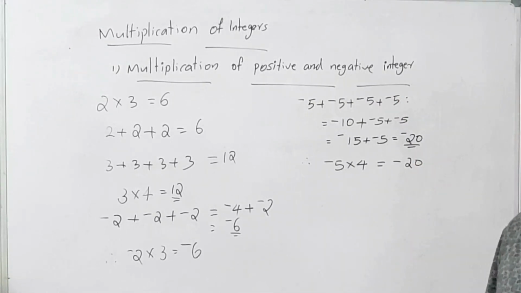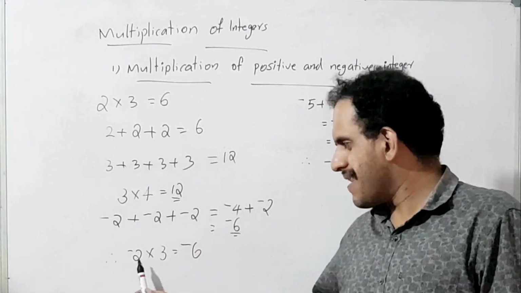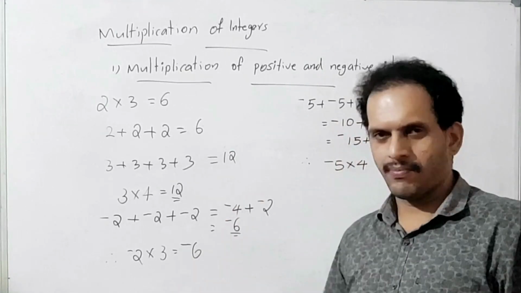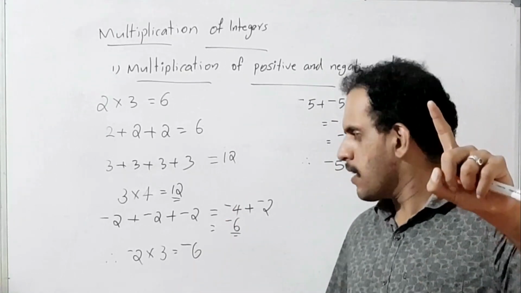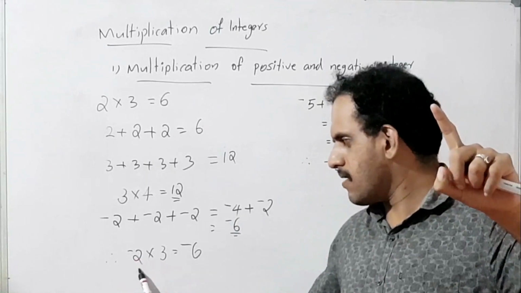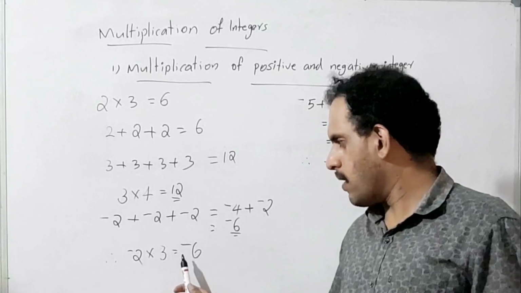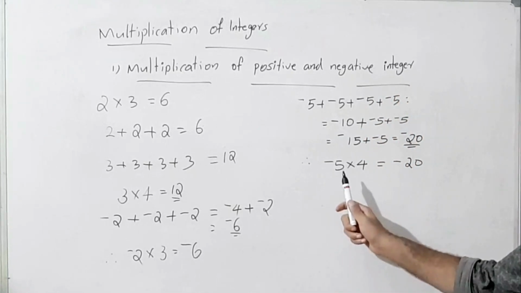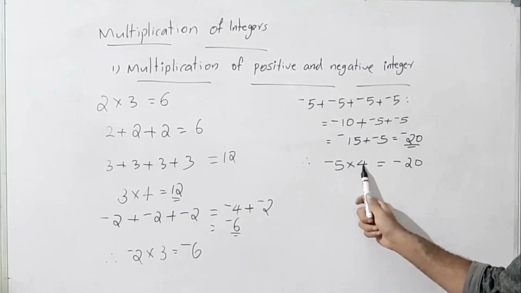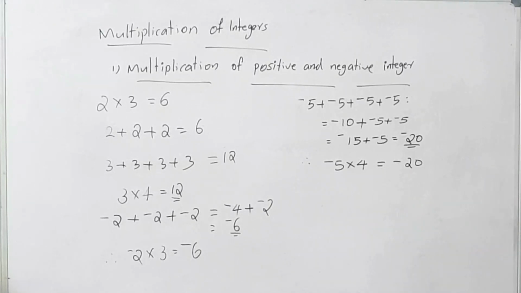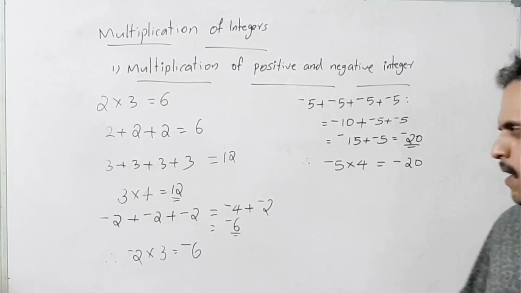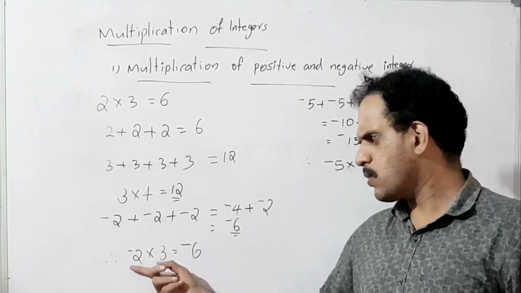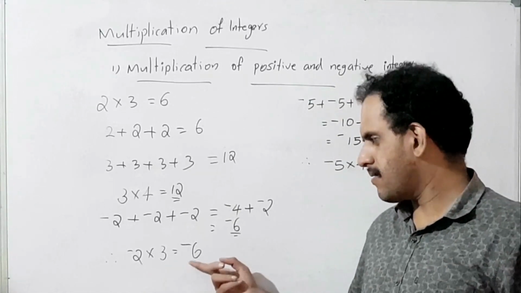Then how do we generalize? If we multiply a negative integer and a positive integer, the answer is negative. That's the first idea. Okay, what is the first idea? If we multiply a negative integer and a positive integer, what is the answer? The answer is negative. Here also, we multiply a negative integer and a positive integer. What is the answer? The answer is negative. Okay. Then how to get the answer? Minus 2 into 3 is equal to minus 6. We know that relation. What is 2 into 3? 2 into 3 is 6. Then the minus symbol.